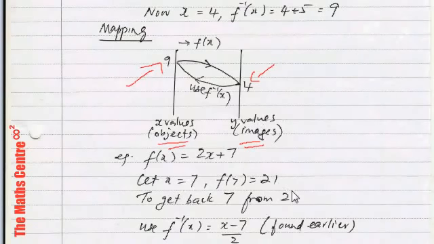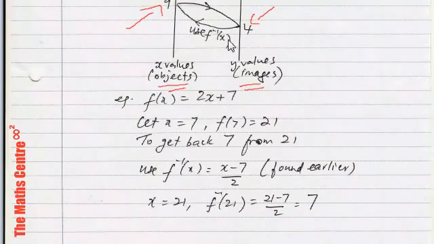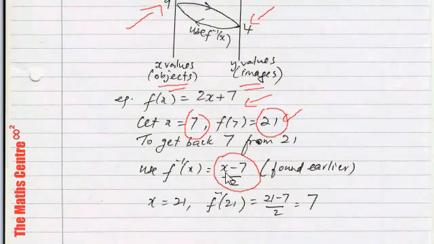So just to go through the second example, we had f of x equals to 2x plus 7. Let's pick a value of x, 7, and when you plug in 7 you'll get 2 times 7, 14, plus 7 is 21. So we have an object and we have an image. If you want to go back from 21 to 7, you have to use the f inverse x. As you can see here, plug the 21 inside. 21 minus 7 is 14 divided by 2, you will get 7. So you have gone back from the image to the object.